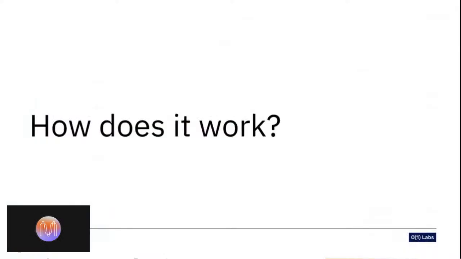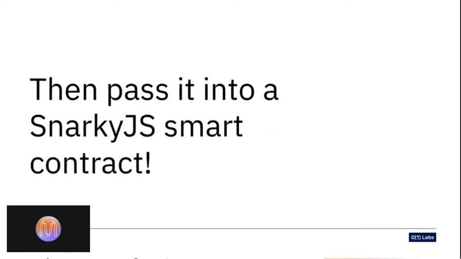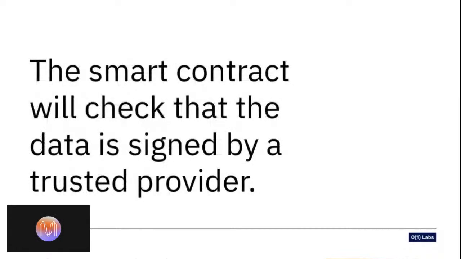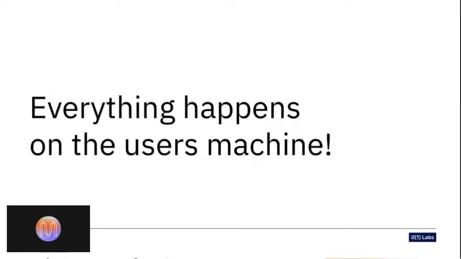So, okay, how does it work? Well, users can query their order history directly from their exchange's API. Binance gives you an API. You can get a read-only key, and you can pull your trading history from it. And then you can pass it into a SnarkyJS smart contract. And SnarkyJS will check that the signature for the data is valid, in other words, that the data really did come from Binance. And then it will compute the cumulative profit loss and send this on chain. And so everything happens on your own machine, right?